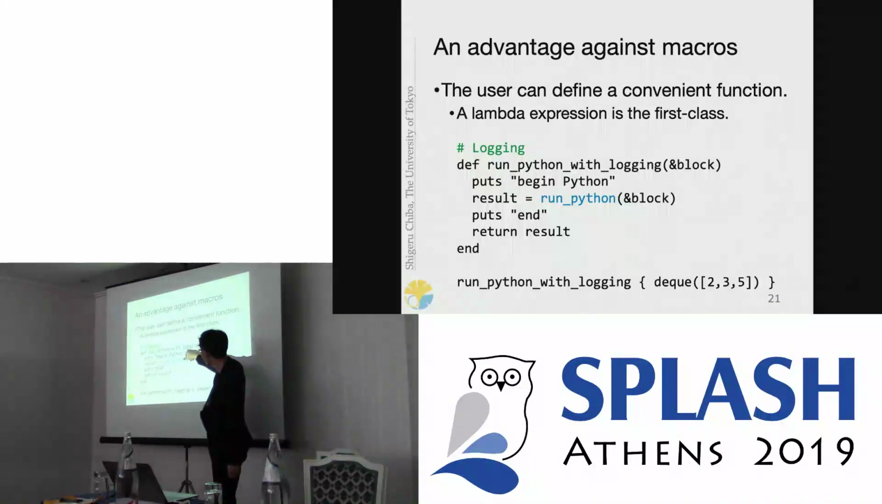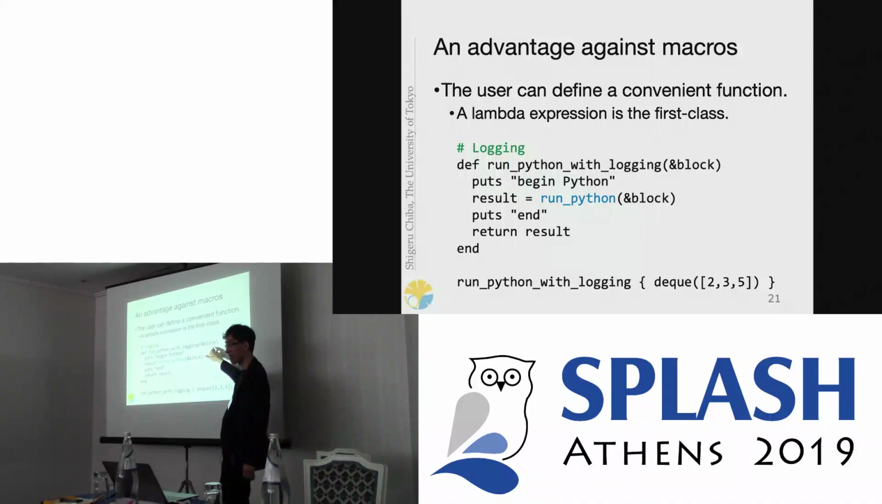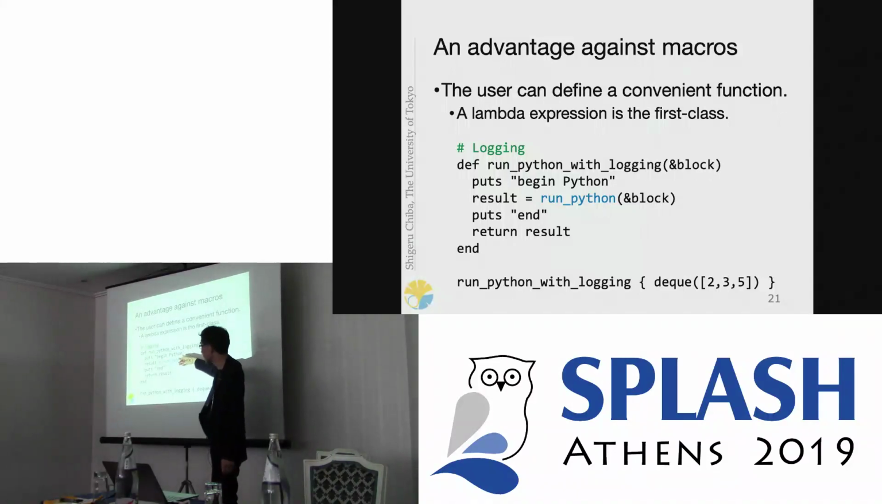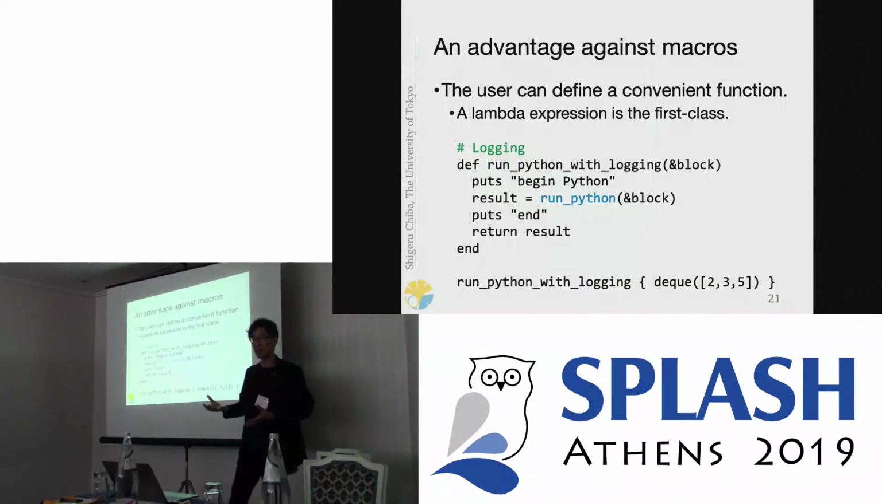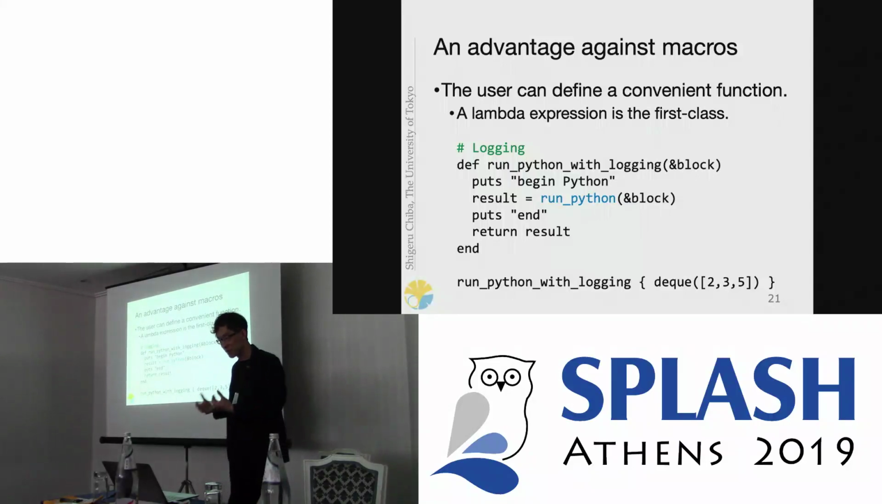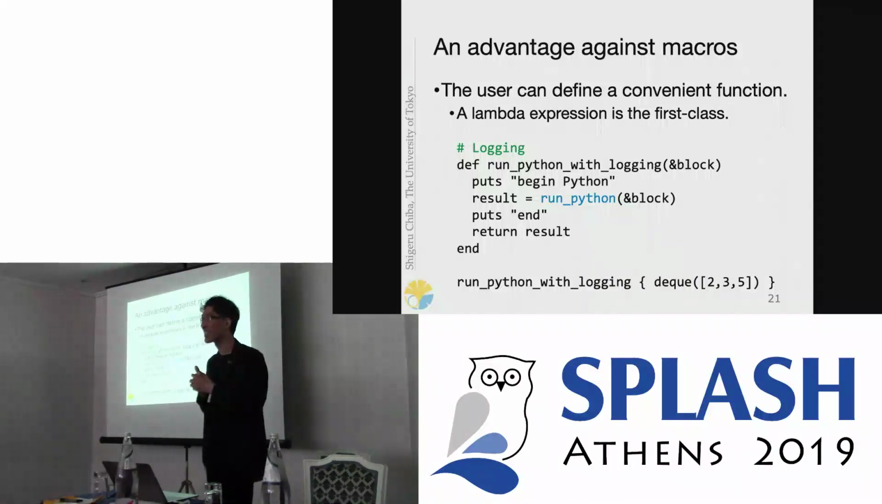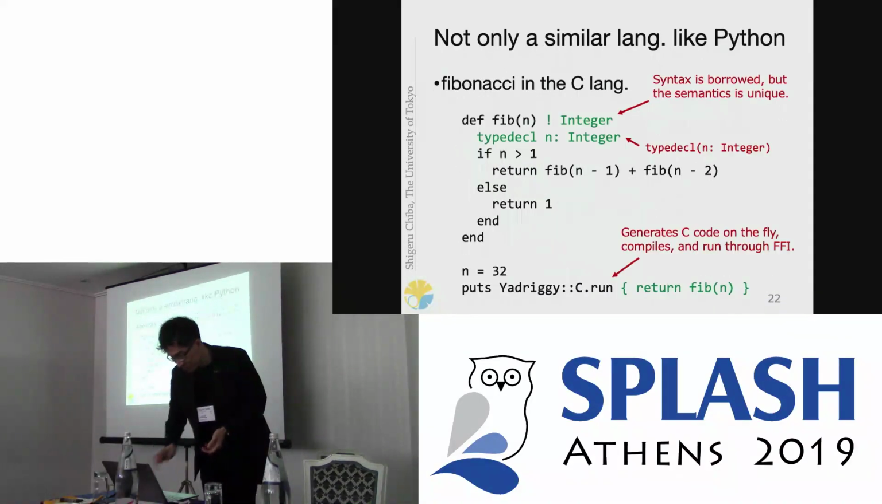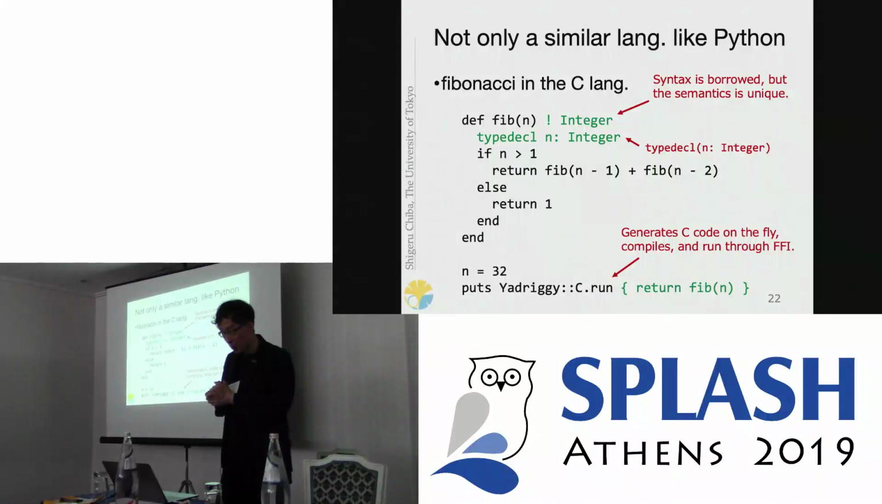It's a normal Ruby function which takes a lambda expression as an argument, prints some message, and then calls run Python again. Because a block is just an ordinary Ruby value, you can reuse it. So you can do these macros, yes, by nested expansion, but again, I hope this one is more straightforward and easier to avoid errors.